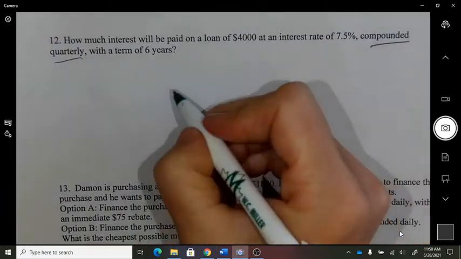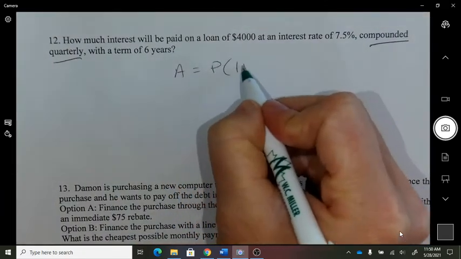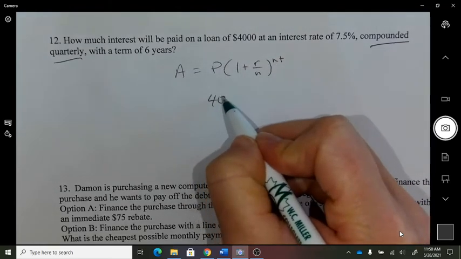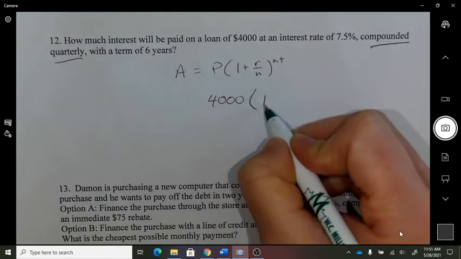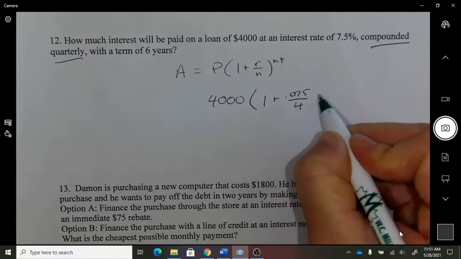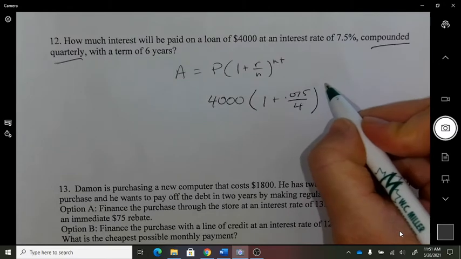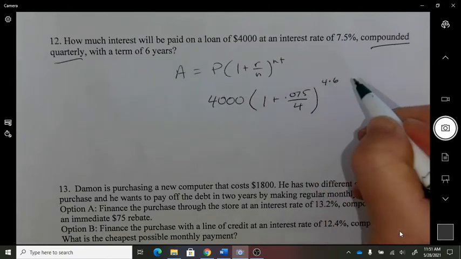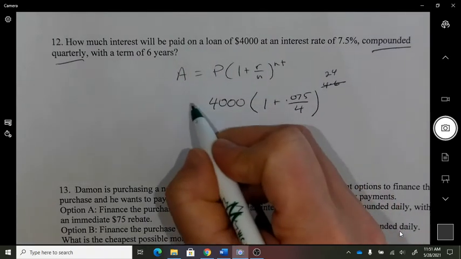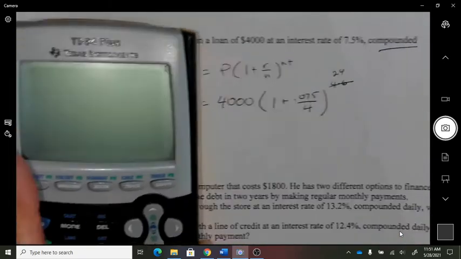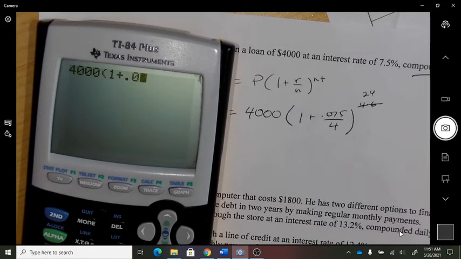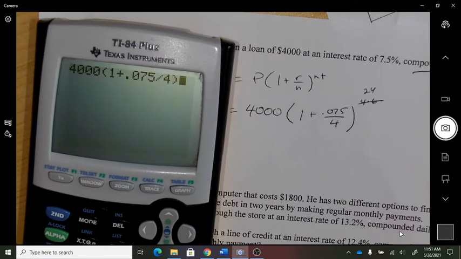I don't see any regular payments, so this is the compound formula. The loan is $4,000. The interest rate is compounded quarterly, so 4, for 6 years, and I'm doing it 4 times a year, so that's going to be an exponent of 24. So I'd be typing in $4,000 times 1 plus the rate divided by 4, to the 24.